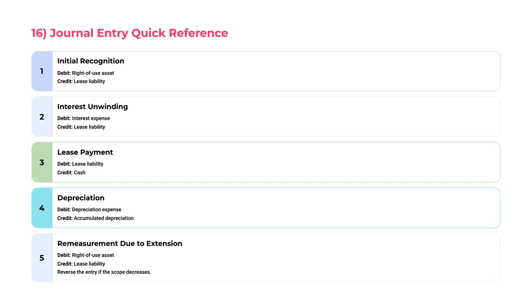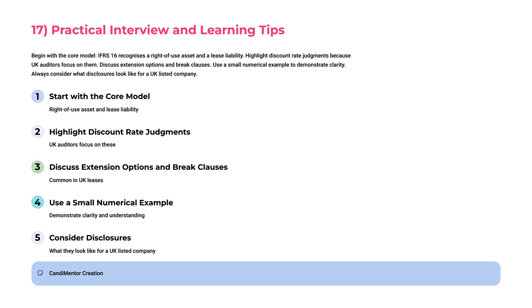Practical interview and learning tips. Begin with the core model. IFRS 16 recognizes a right-of-use asset and a lease liability. Highlight discount rate judgments because UK auditors focus on them. Discuss extension options and break clauses. Use a small numerical example to demonstrate clarity. Always consider what disclosures look like for a UK-listed company.